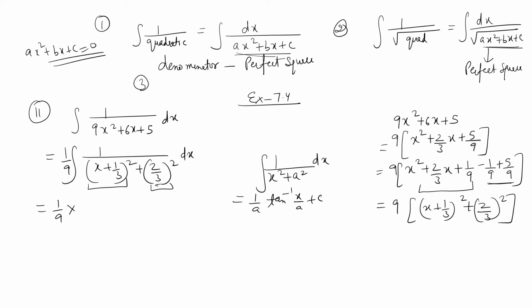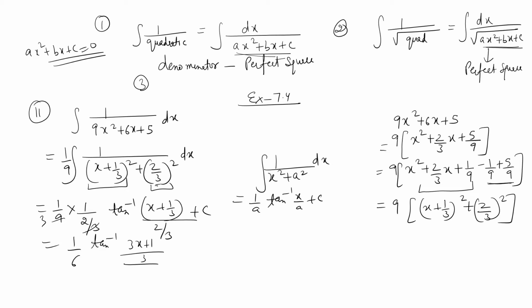A is 2 by 3. So it is 1 upon 2 by 3 tan inverse x. X in place of x, this complete will come, right? X upon a plus c. So this will be 3 3s are 9, 1 upon 6 tan inverse 3x plus 1, right? Upon 3 upon 2 by 3. So this becomes 1 by 6 tan inverse 3x plus 1 upon 2 plus c, right?